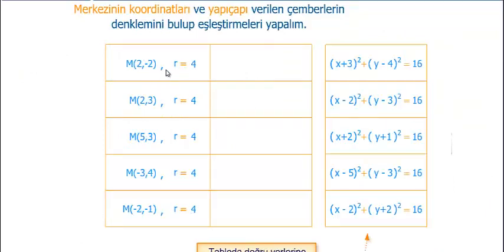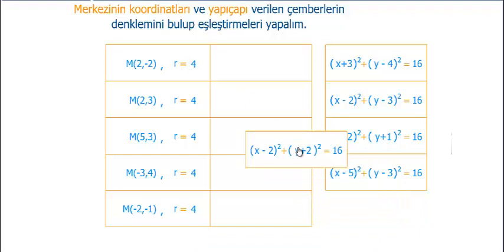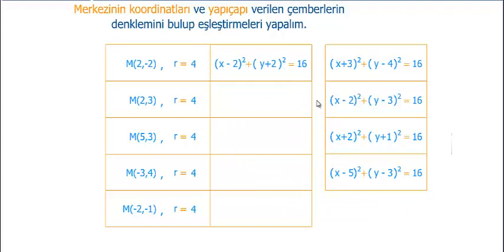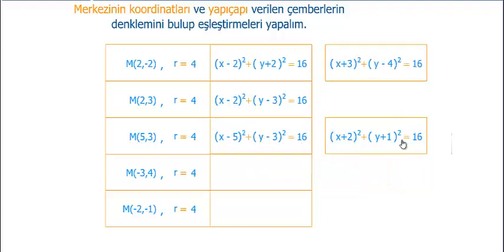When you change the page, the equations also change. So this is going to be 2 and minus 2: x minus 2 squared plus y minus 2 squared is equal to 4 squared, which is equal to 16. Then the second one, x minus 2 squared, y minus 3 squared. And the last one, x minus 5 squared, y minus 3 squared is equal to 4 squared.